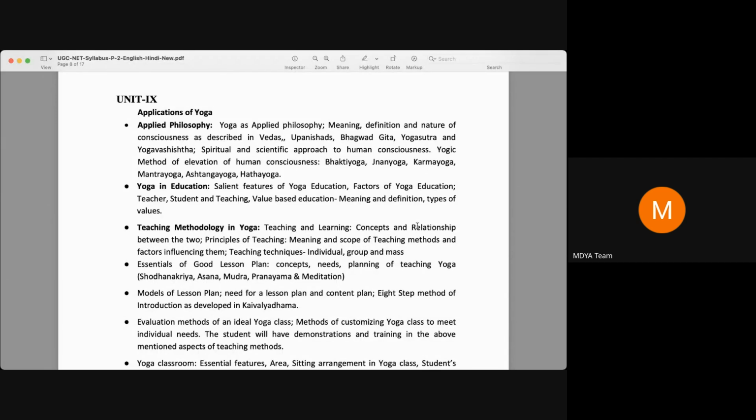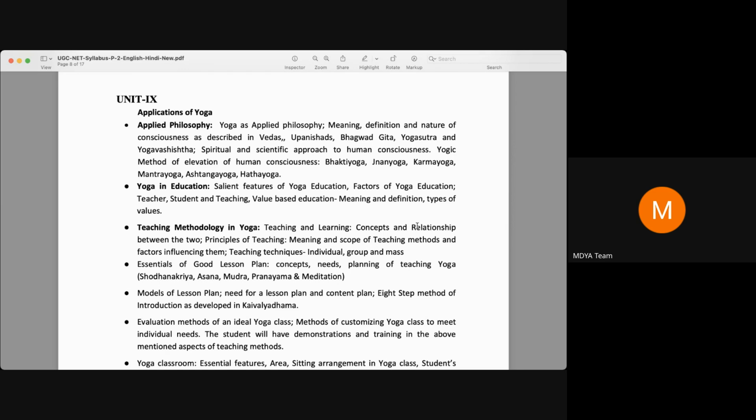Okay. So this is teaching methodology in yoga, a part of unit number 9, paper 2. Here we'll go through what is teaching, what is learning, and the concept behind it. What is the relationship between a teacher, teaching and learning? And then what are the principles, meaning, and scope of teaching methods, and the factors influencing them? Then teaching techniques like individual, group, and mass. And then essentials of a good lesson plan.